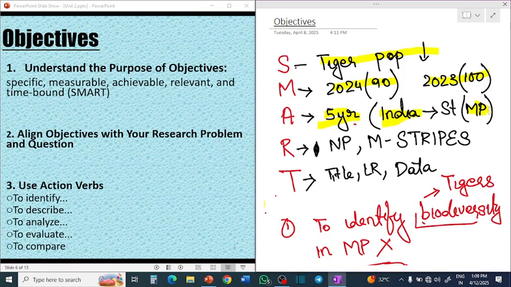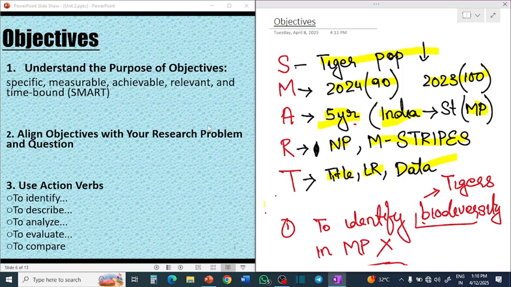Then we come to R. R stands for relevant. As we have all discussed, your topic should be relevant, like national parks and tribes. And T is for time bound. You need to have an idea of when you will set up and complete this project: how much time you need to set your title, how much time for your literature review, how much time for your data collection. All of this should be set up, and your complete research should be completed in a time-bound manner.